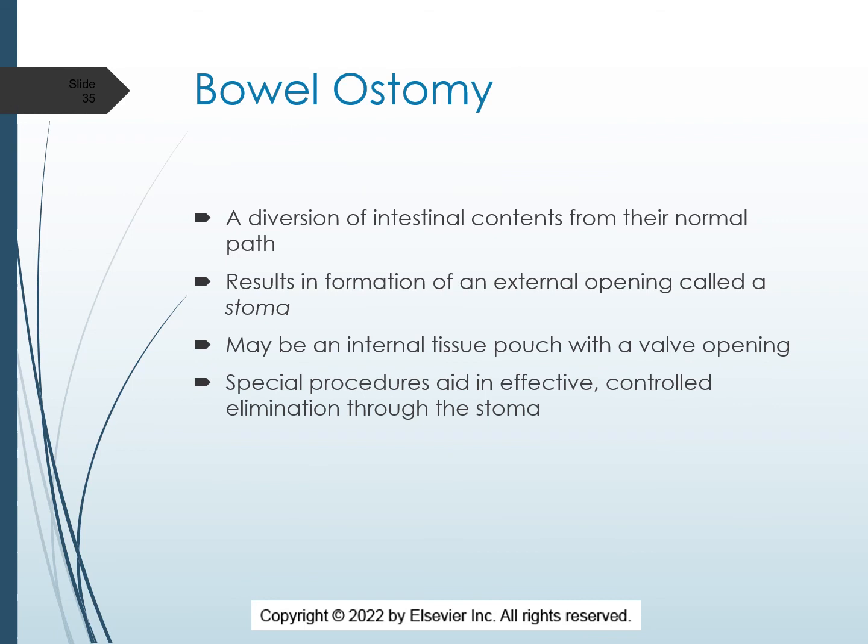Disease or trauma can damage the intestinal system and require surgical intervention. This will alter the process of elimination. A diversion of intestinal contents from the normal path is called an ostomy. An ostomy will result in the formation of an external stoma. This is the opening of the intestinal or internal tissue pouch with a valve nipple opening. The internal pouch forming the continent ostomy is usually constructed from a segment of bowel.